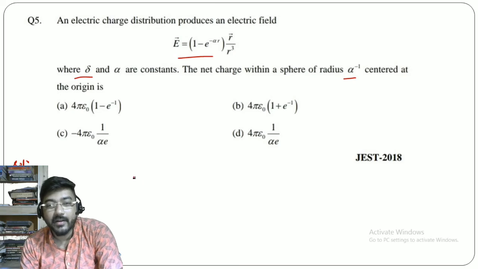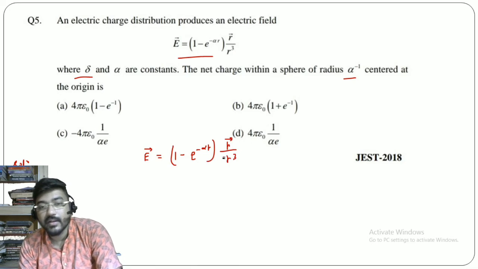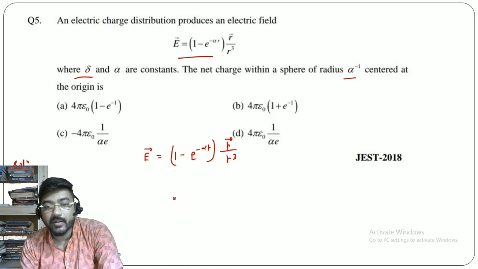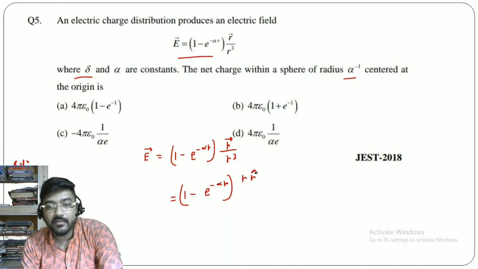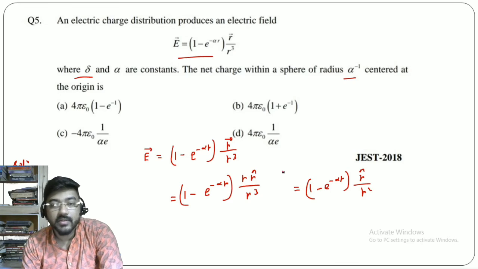The electric field E is given as (1 minus e to the power minus alpha r) times r vector by r cube. So this is your electric field. We can write it in terms of the unit vector: it will be (1 minus e to the power minus alpha r) times r cap upon r square. So this will be the electric field.